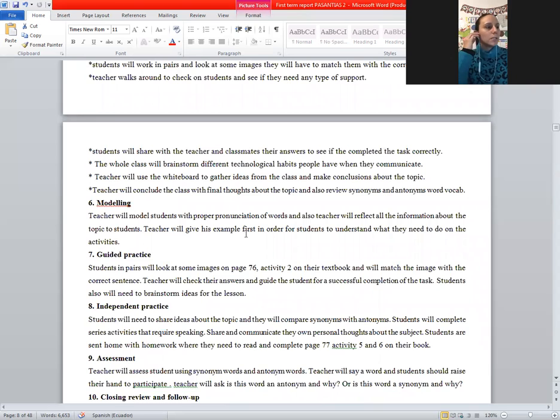So for the modeling part here, the teacher will model students with proper pronunciation of the words, and also the teacher will reflect the information about the topic to students. The teacher will give his example first in order for students to understand what they need to do in the activities. Like I've been mentioning, in most of my lesson plans, I'm going to be giving them the example first, and then students can be working after that.